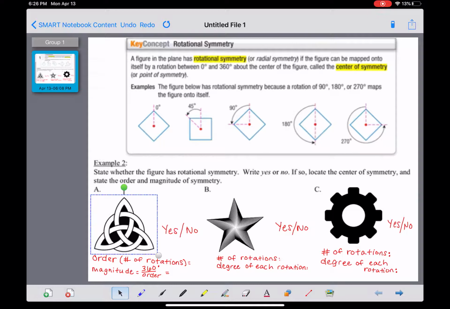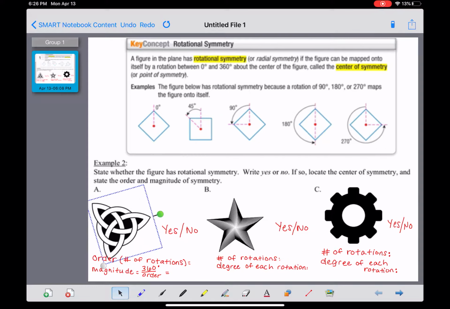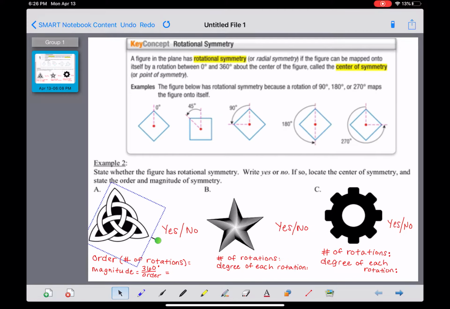So if we look at our first image, the first question that we want to answer is, does it have rotational symmetry? Can I turn this image to where it looks like its original figure? And the answer is yes, because if you notice right there, it looks like its original figure.